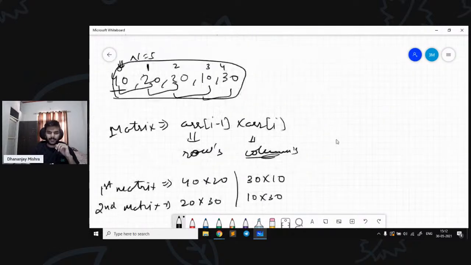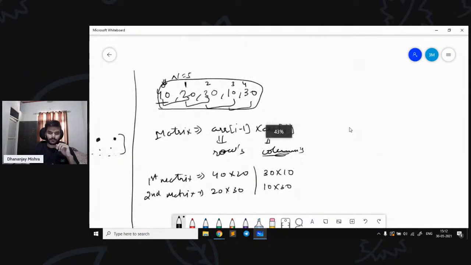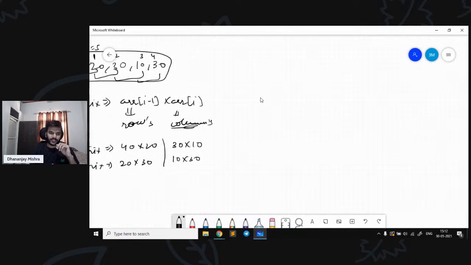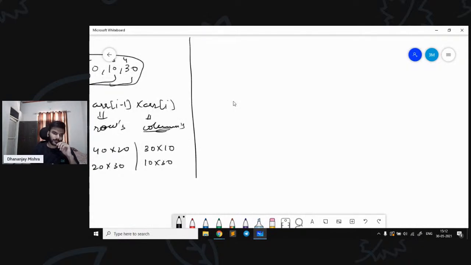Now after understanding the question, we will move on to the approach, how to solve that question. The approach now says that again pick this array only, that is 40, 20, 30, 10, and 30 again, right?